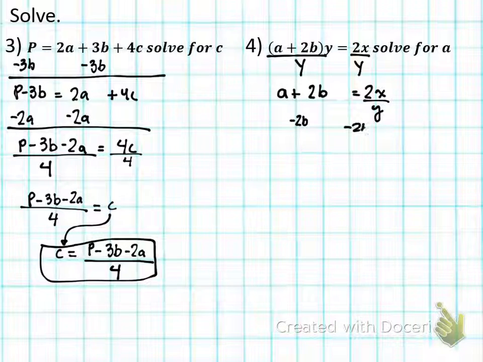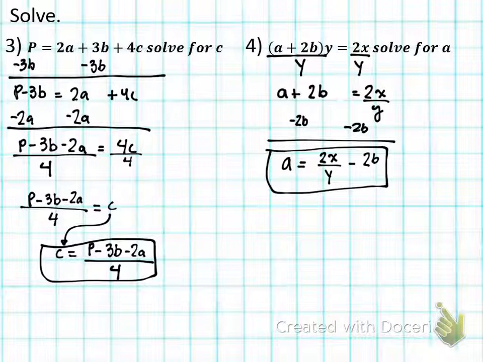Finish up my problem for me, please. Show me what my answer is. Go. 2x over y minus 2b becomes a is equal to 2x over y minus 2b, and that's it. That's your answer. Okay? Did you get that? Some of you are really close. You just have to fix a little bit. Okay? Any questions on number 4 before I take it away? Questions on 4?